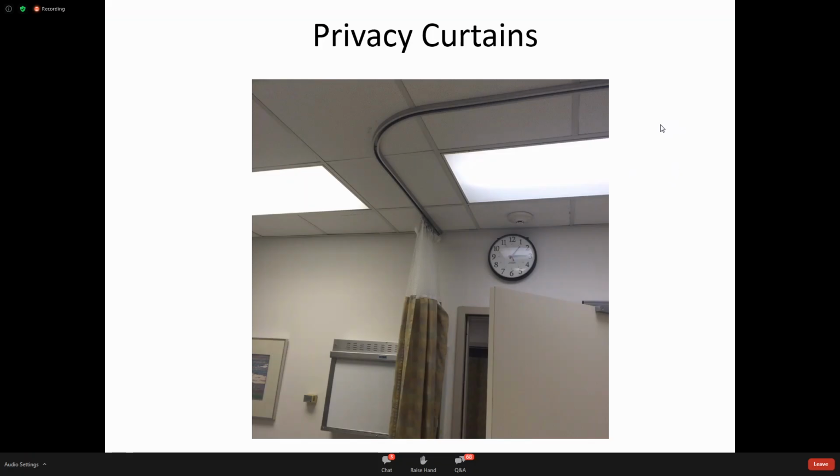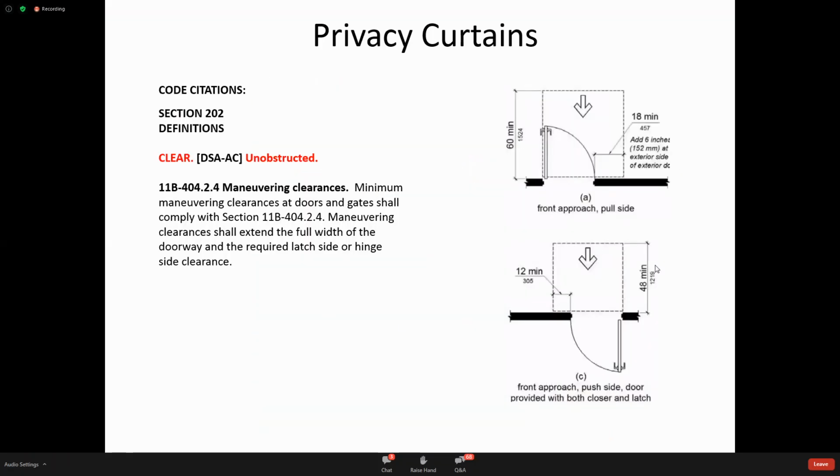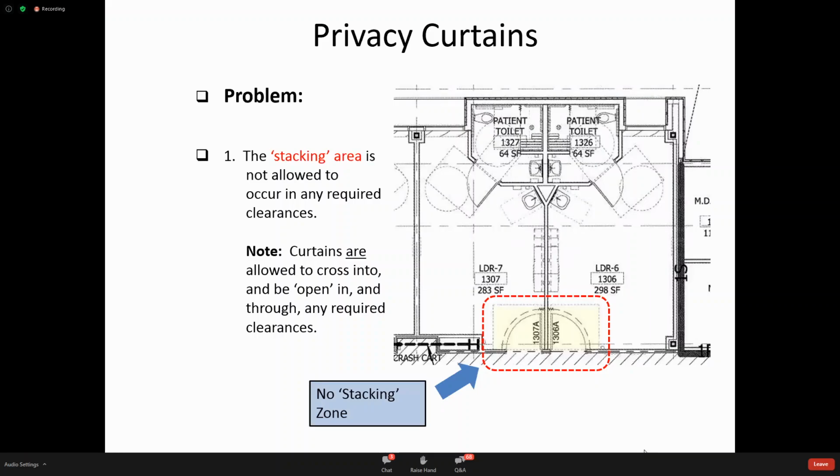Privacy curtains, not too big of an issue, but I want to go through this because a couple of things have come up that you may get value out of. So there are maneuvering clearance requirements for doors. Everybody knows that, right? So in the context of talking about privacy curtains, can you or can you not stack those in that door clearance area? I'm sure this is the kind of thing most people don't even consider. And I think we've all said, well, they're awfully, awfully lightweight. I'm not even going to worry about it.